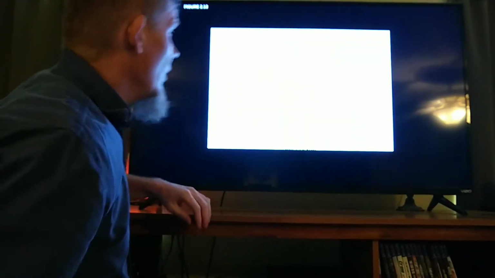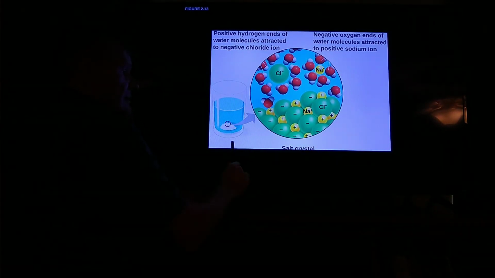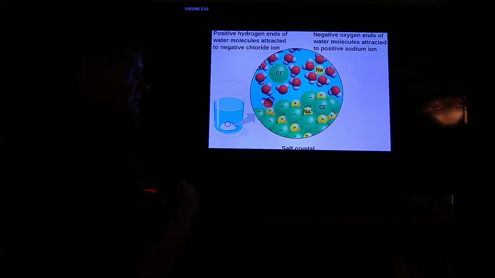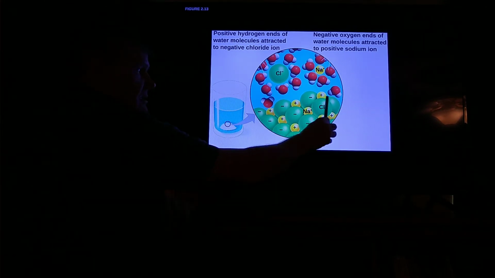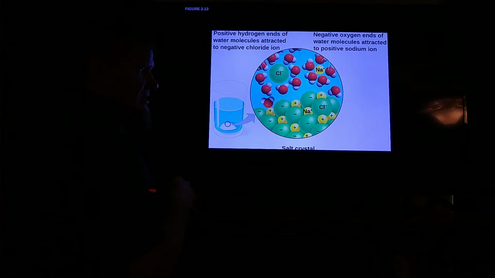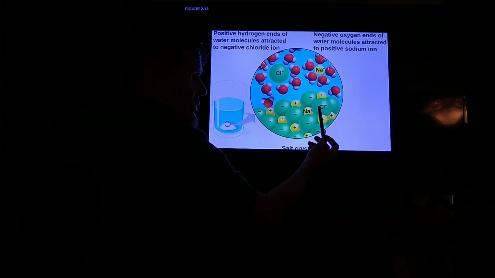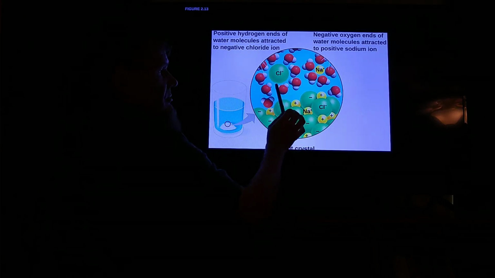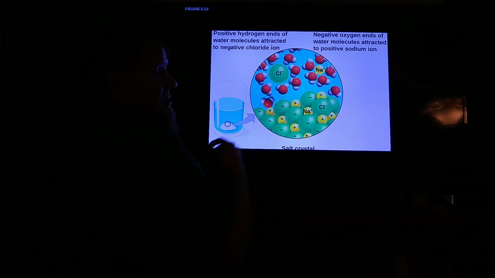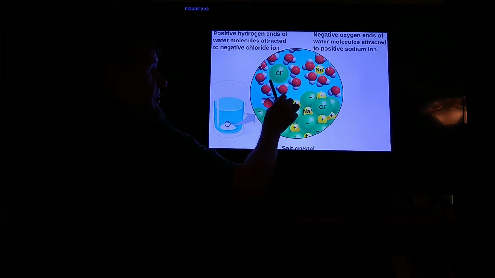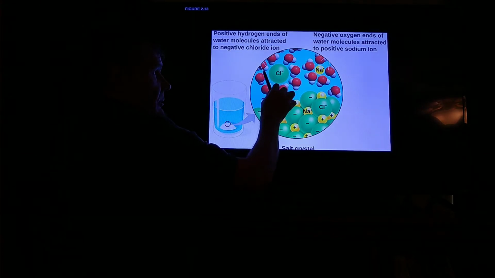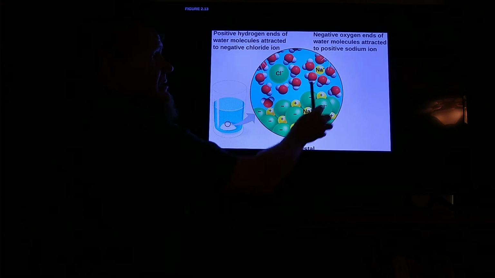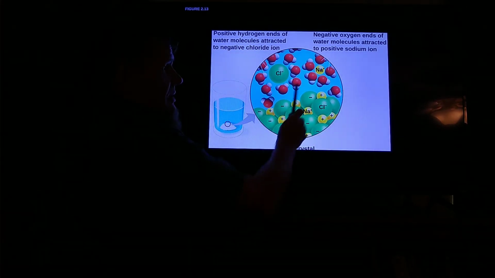This actually shows salt. Here is a glass of water with a pile of salt at the bottom of it. Here is a salt crystal. We've got the chlorines, which are negative, attached to the sodiums, which are positive. What the water actually does, remember on water, the hydrogens, the white ones, are positive. It surrounds the negative chlorine with a bunch of positive hydrogens. And it surrounds the positive sodiums with a bunch of negative oxygens.